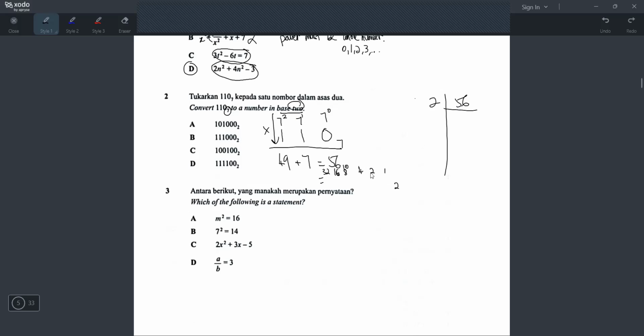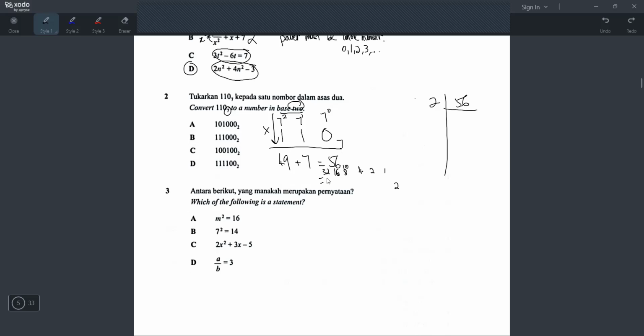So 2 power 0, 2 power 1, 2 power 2, 2 power 3, 2 power 4, 2 power 5, like that. But why do I stop at 2 power 5? Because 2 power 6 is 64, and 64 is already more than 56. That's why I never write that. And now I just have to figure out what times what is 56, right?